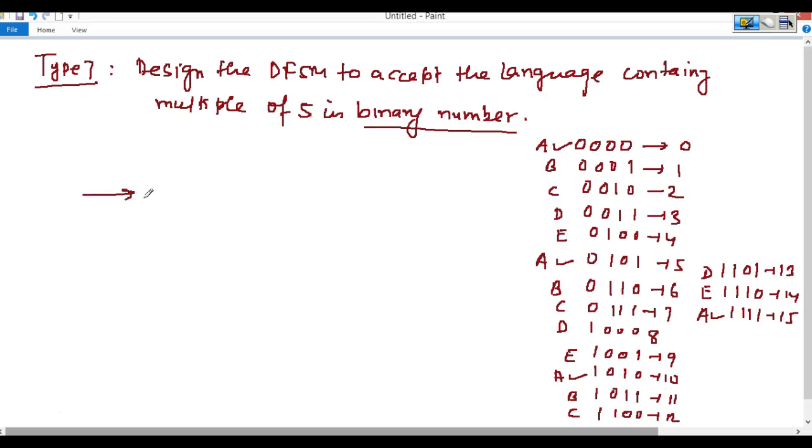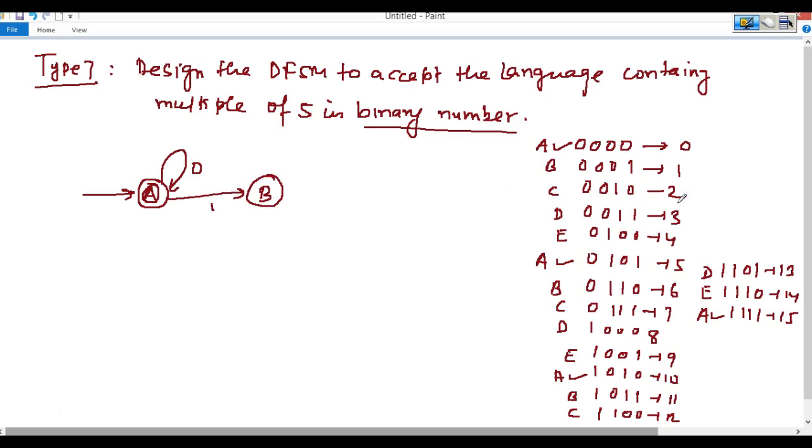We will start with the starter state, and this is the first state A. Here A on 0 0 0 0 should stay at A only. So we will make a loop here and write 0, and that should be A only, and this should be the final state. Again 0 0 0 1 is 1, and that is B. So from the starter state, on 0 0 0 and 1, this goes to B.